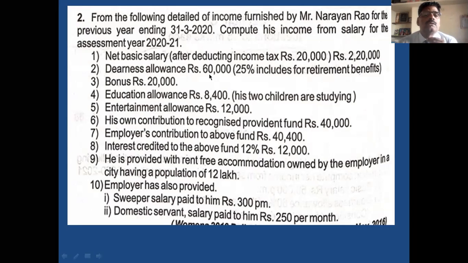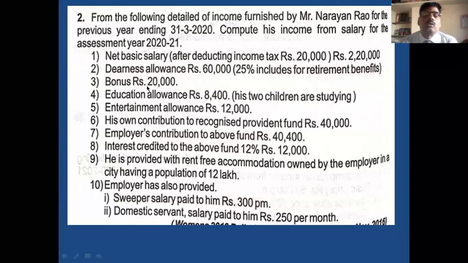And dearness allowance 60,000 is the amount. This 60,000 is the direct amount, you take directly, it is taxable. Then 25% is for retirement benefit. 25% of 60,000 means 15,000. That 15,000 you have to take for calculation in the further points. Whenever we say salary, in those points you have to take 25%, not the full.